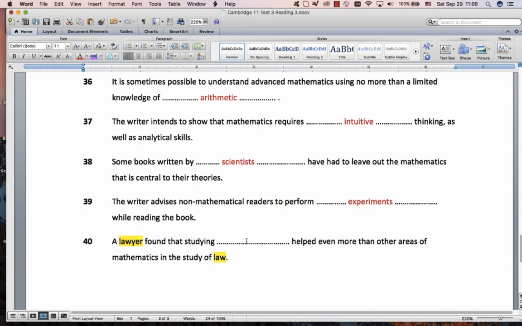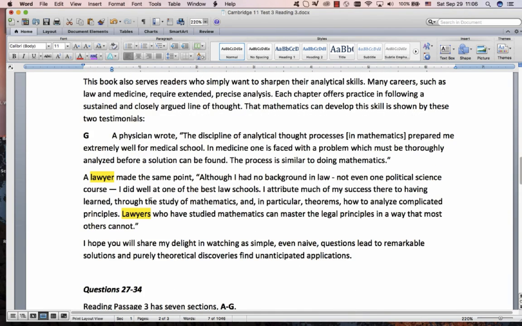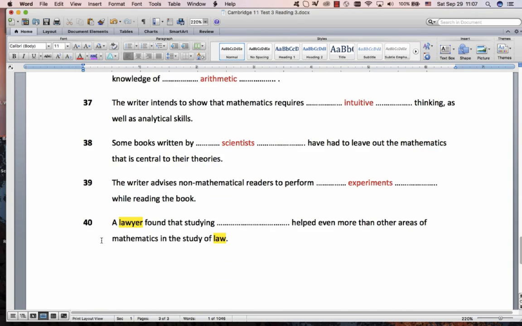So, a lot of students want to say principles there, and I can see why you would say that. But we say even more than other areas of mathematics. That's the key. It's a difficult one, this, don't worry. He studied mathematics and in particular the theorems. So that means the mathematics helped, but the theorems helped even more than the mathematics. So really most students will either say theorems or principles, but remember you've got to have every part of this question answered.